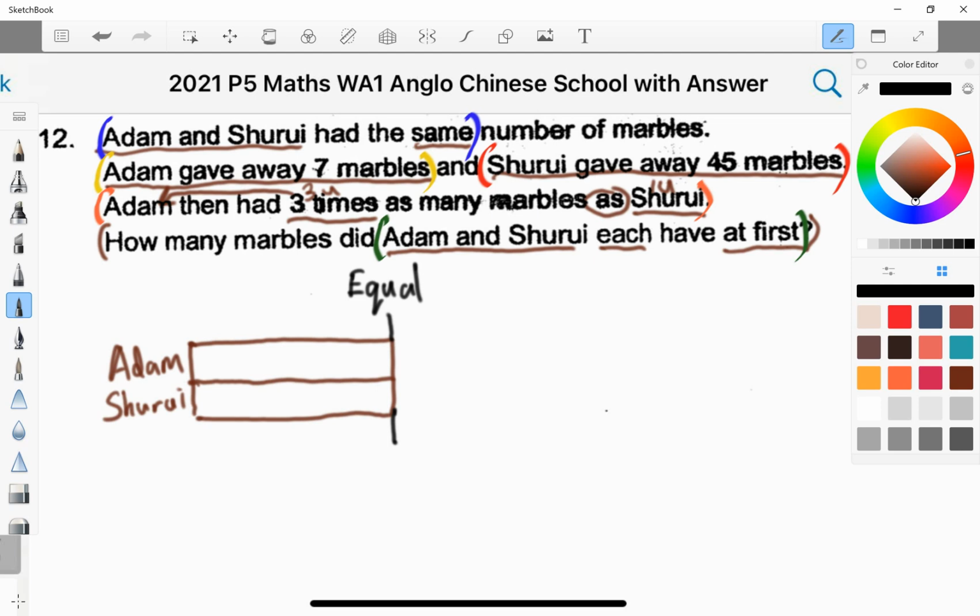Now, boys and girls, ladies and gentlemen, I would like to share with you a pro tip. So many times children mess up this question because they try to deal with the 7 and 45 without dealing with the 3 times, as in 3 units for Adam and 1 unit for Shure. So that has got to be settled first. So in my model, I'll settle the 3 units and the 1 unit first. Something like this.